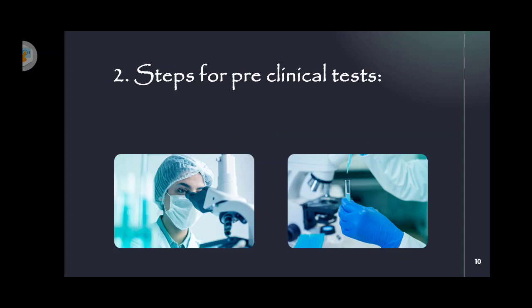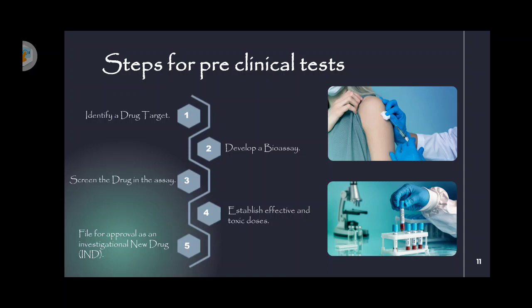Now, steps for preclinical test. There are certain steps for preclinical test, which include 5 steps basically. Identify a drug target, develop a bioassay, screen the drug in the assay, and establish effective and toxic doses. Then file for approval as an investigational new drug. So you have to identify a drug target, develop a bioassay, screen the drug in the assay, establish the effective and toxic doses of that product, and then file for approval as an investigational new drug. These are the steps for preclinical test.